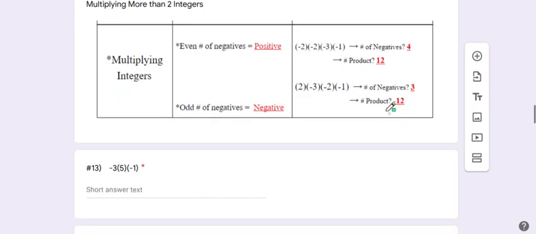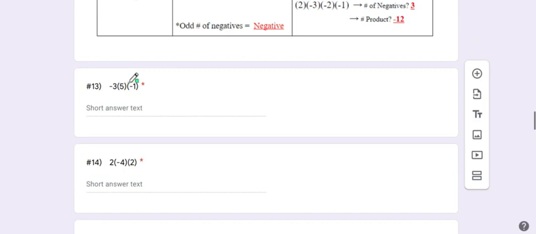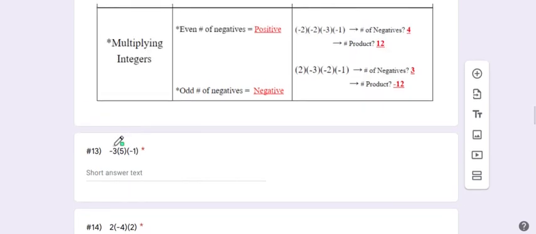All right, let's try number 13. I have negative 3 times 5 times negative 1. Let me count the negatives. How many negatives do you see? Well, 3 is negative, 1 is negative. 5 is positive, of course. So if there are 2 negatives, isn't 2 an even number? Yep. So my answer will be positive, whatever 3 times 5 times 1 is. Well, 3 times 5 is 15. 15 times 1 is 15. So my answer will be positive 15, which of course I can just write 15 because that's understood to be positive.